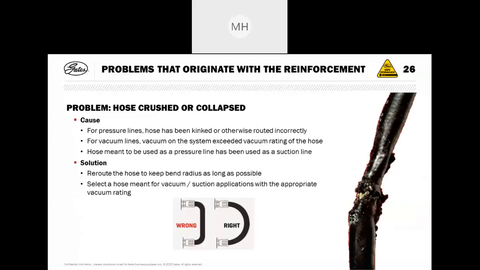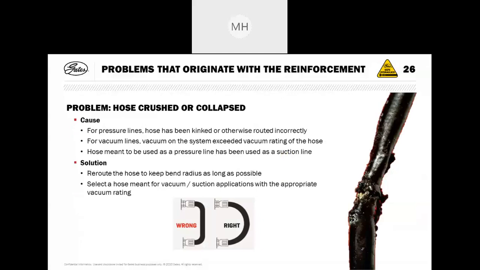Okay, the next problem we're looking at is hose crushed or collapsed. The causes for a pressure line: the hose has been kinked or otherwise routed incorrectly. For vacuum lines: the vacuum in the system has exceeded the vacuum rating of the hose. So the hose is meant to be used for a pressure line, but it's being used for a suction line instead. The solution for this is to reroute the hose to keep the bend radius as long as possible. Select a hose meant for vacuum suction applications with the appropriate vacuum rating.